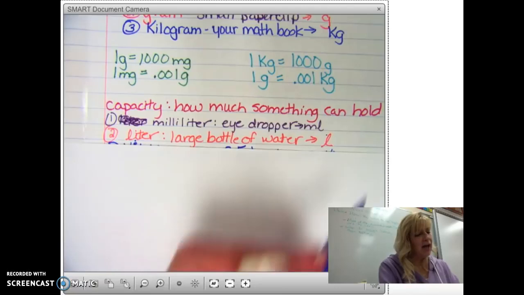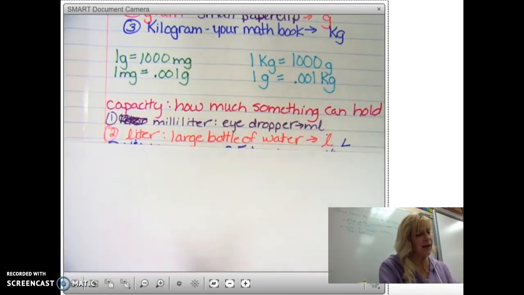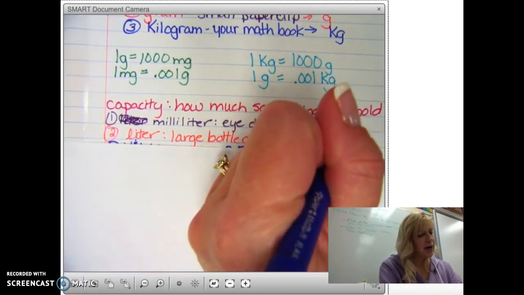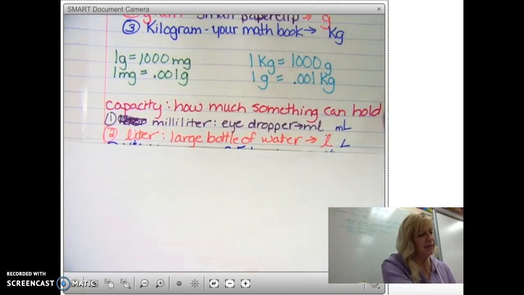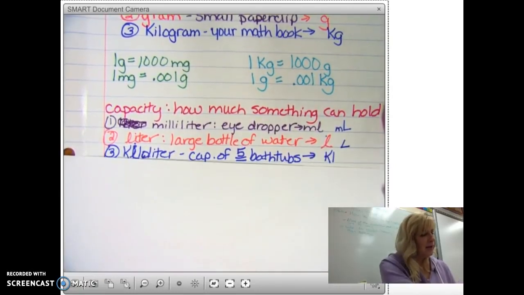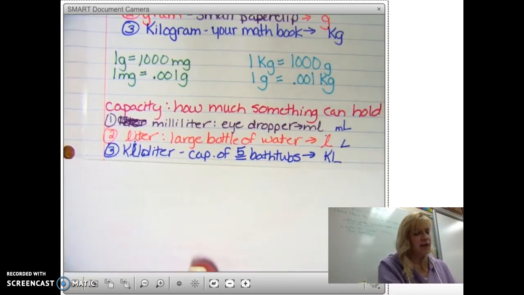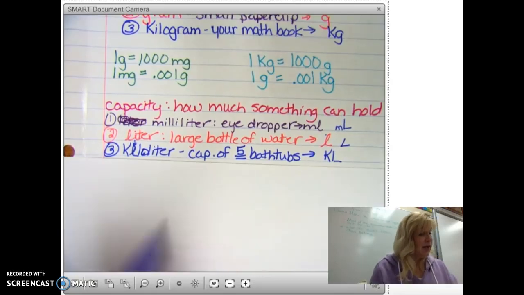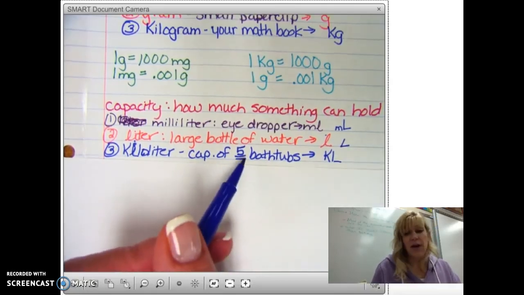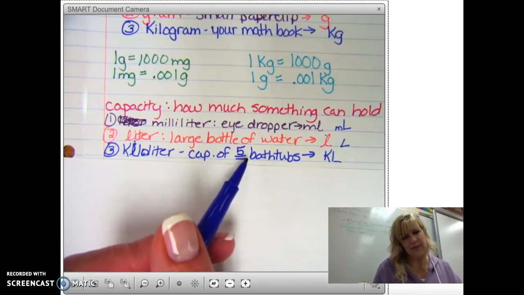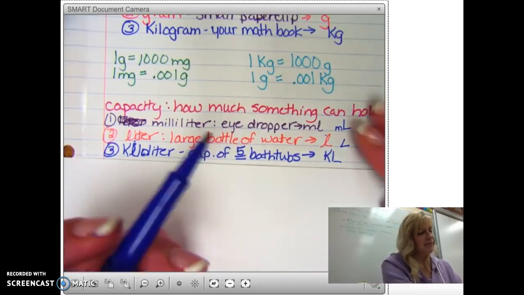And that's just an L. Sometimes it's written with a capital L. Sometimes milliliter is a small m, big L. Depends on what book you're in. So the last is a kiloliter, which is not quite as popular, especially here in America. Kiloliter is the capacity of 5 bathtubs, not 1, 5 bathtubs. That's a kiloliter.